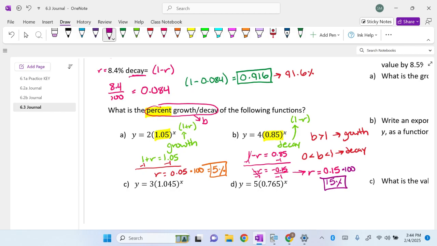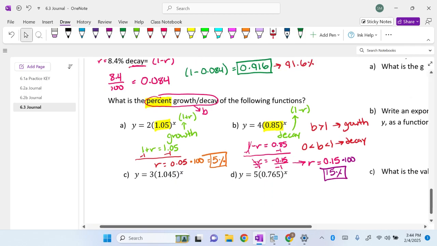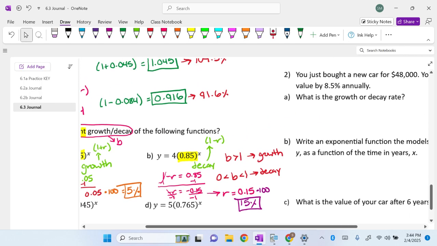Now, I'm going to leave C and D for you to try on your own. However, I will post the answers to it on your PDF version of this journal. So take a minute, try those on your own.